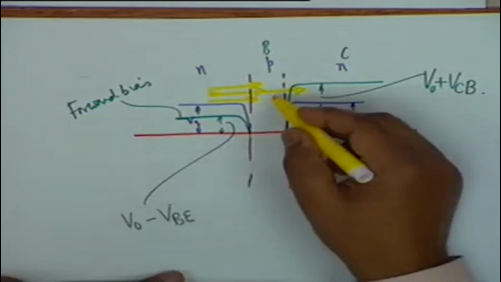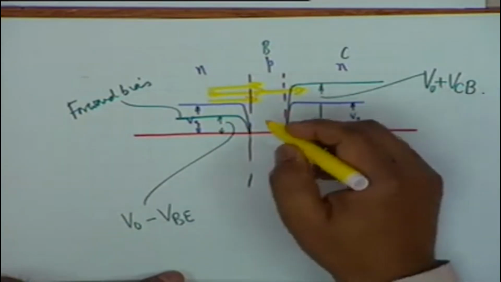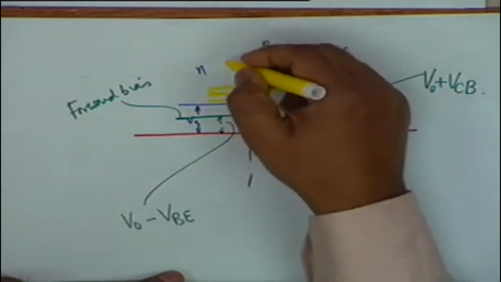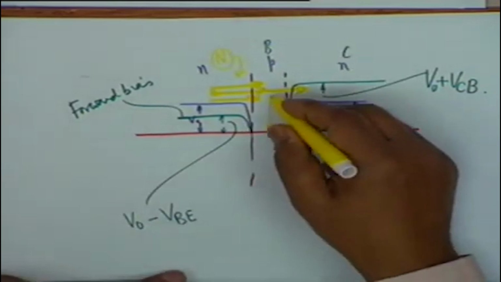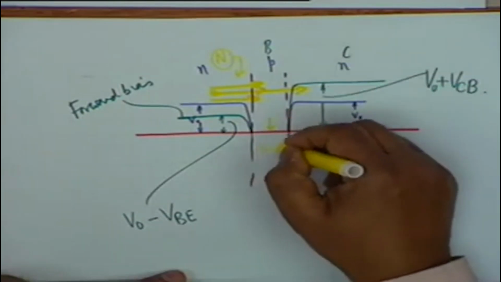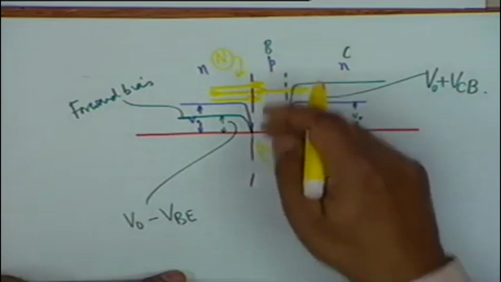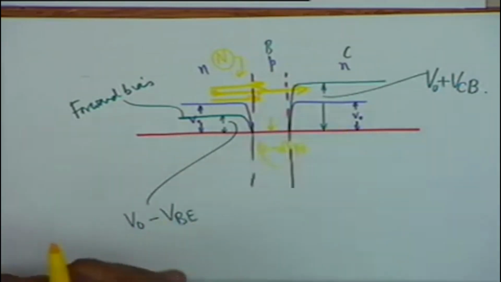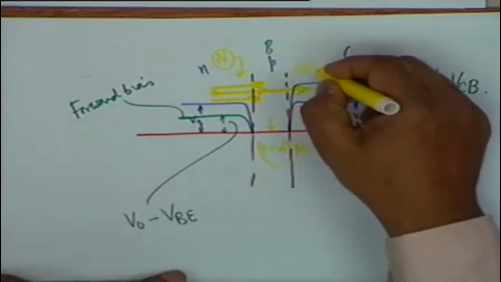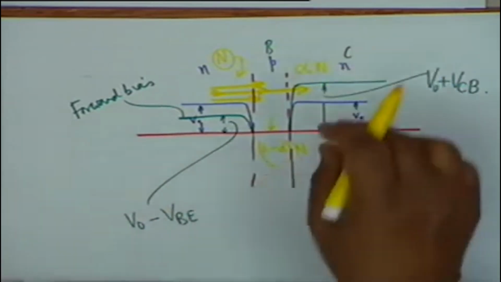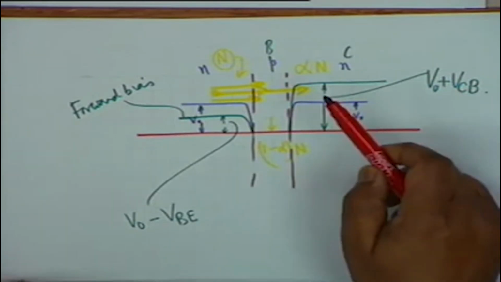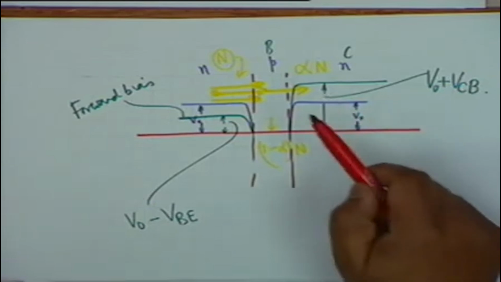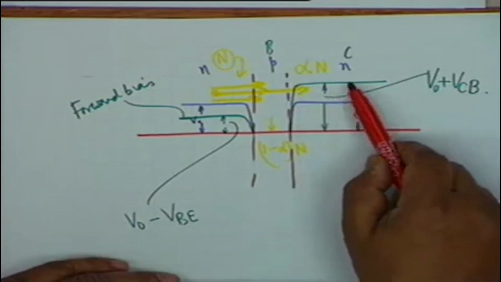All right. A small number of electrons, let us say a fraction alpha, if we say that capital N number of electrons enter here, then a small portion, 1 minus alpha times N, recombine in the base region. The majority of it, alpha times N, pass into the n region. What happens when they come to the n region? They go up the potential barrier. After all, these are electrons, and this is reverse biased.